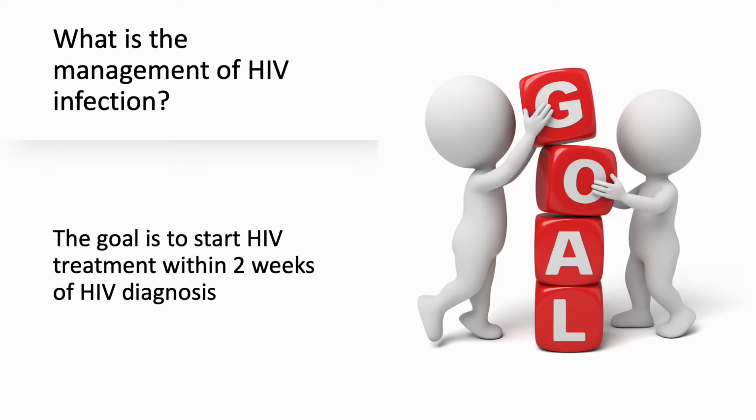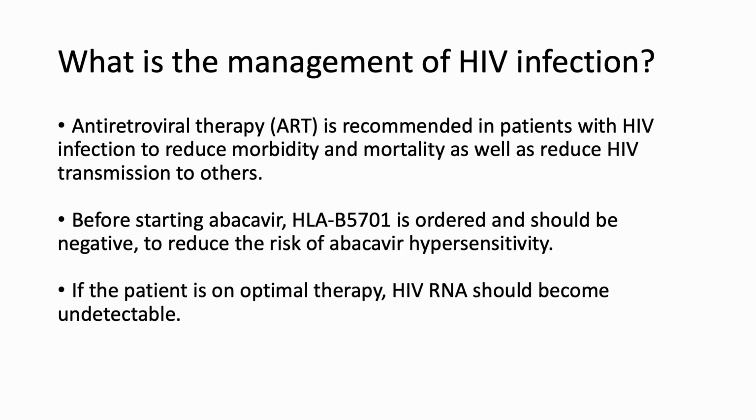Now let's talk about HIV management. In general, the objective of treatment is to safeguard the immune system, preventing its deterioration to a level where the patient becomes highly susceptible to opportunistic infections, which can be potentially fatal. The goal is to start HIV treatment within 2 weeks of HIV diagnosis. Antiretroviral therapy, also called ART, is recommended in patients with HIV infection to reduce morbidity and mortality, as well as to reduce HIV transmission to others.